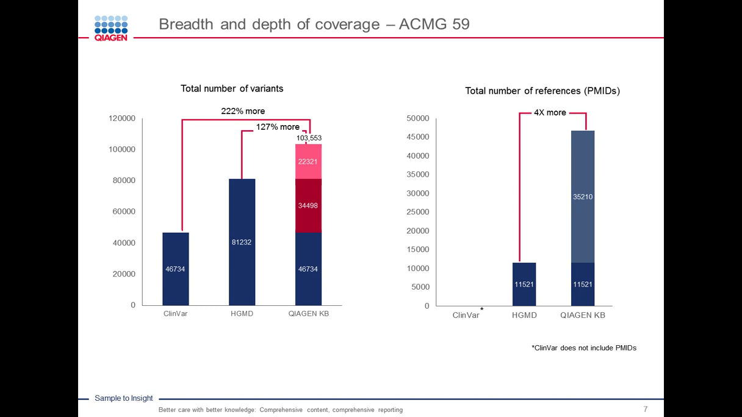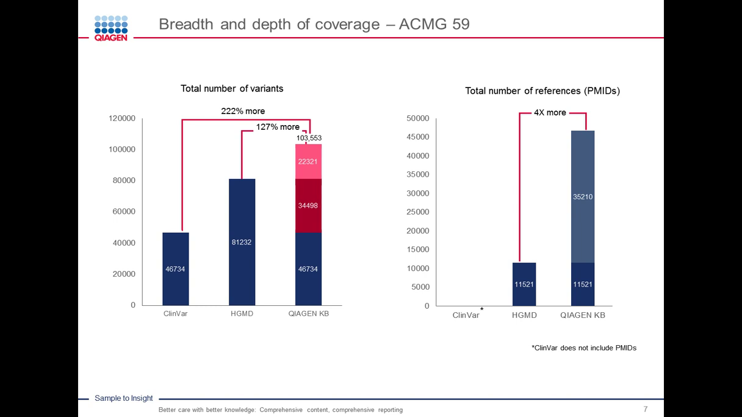As an example of how useful this information is, we took a hypothetical panel of 59 genes, the ACMG 59, and compared the total number of variants that you would get if you were to just rely on, for example, the ClinVar database or just the ACMG. Compared to ClinVar, the knowledge base has more than twice the number of variants covered. And even with ACMG, folks are still missing out on maybe 20%, 27%.